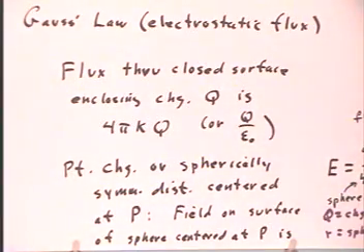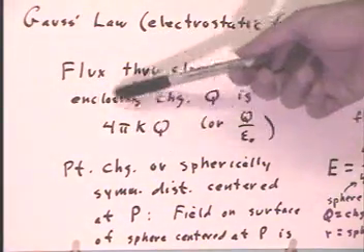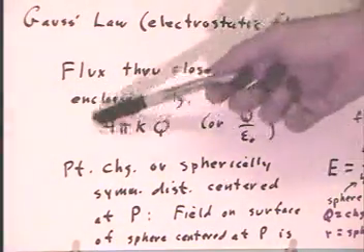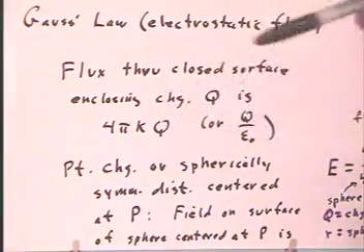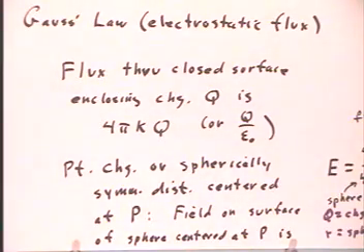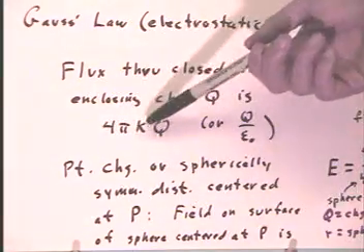For some purposes, epsilon naught is better notation. For some, the k notation is better. I tend to use the k notation, but it's kind of six of one, half a dozen of another. Some texts do one, some texts do the other. One advantage to k is it's a lot easier to remember: 9 times 10 to the 9th newton meter squared per coulomb squared. Epsilon naught, I don't even remember what it is, but it's 1 over 4 pi times what I just said about k.